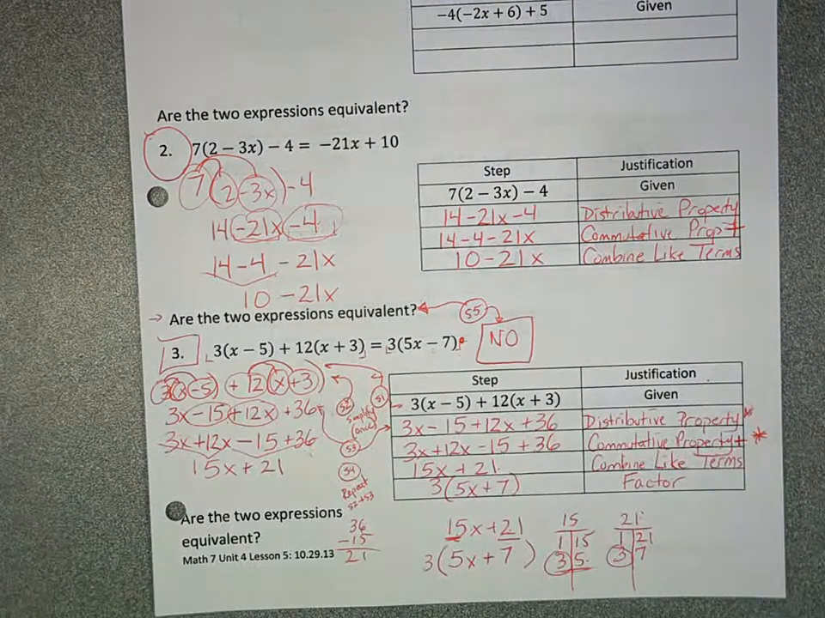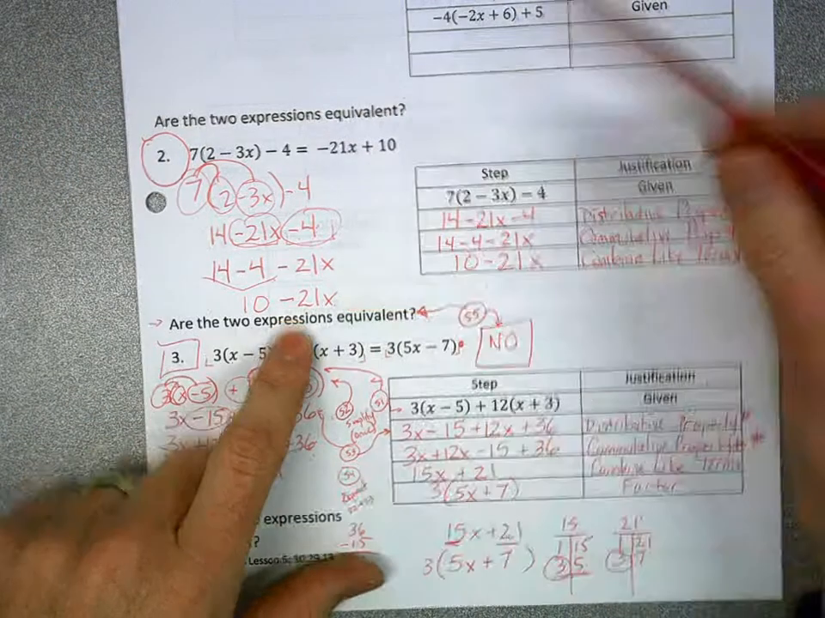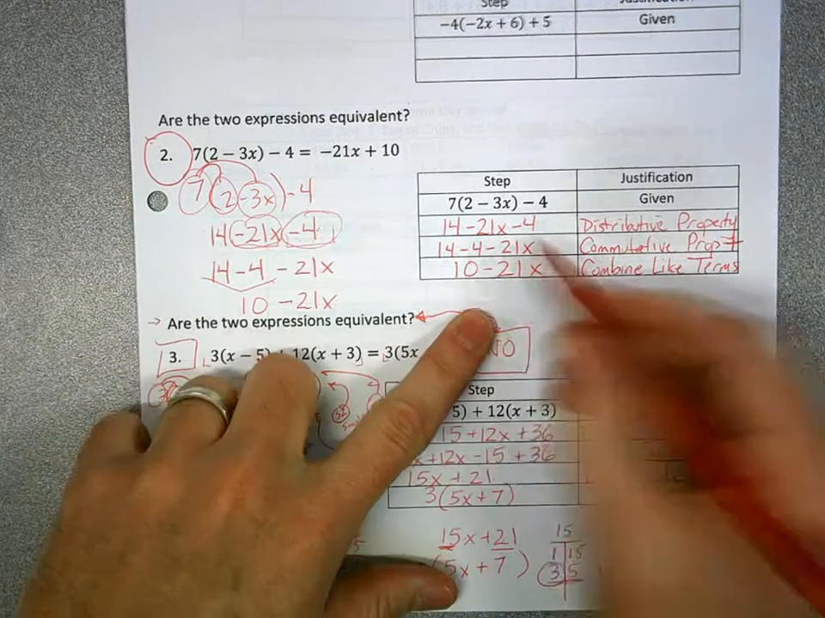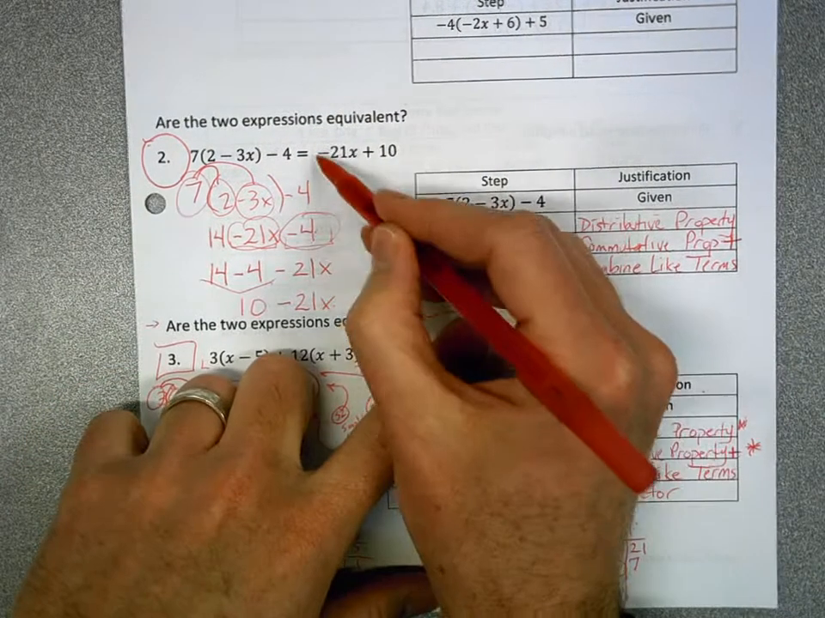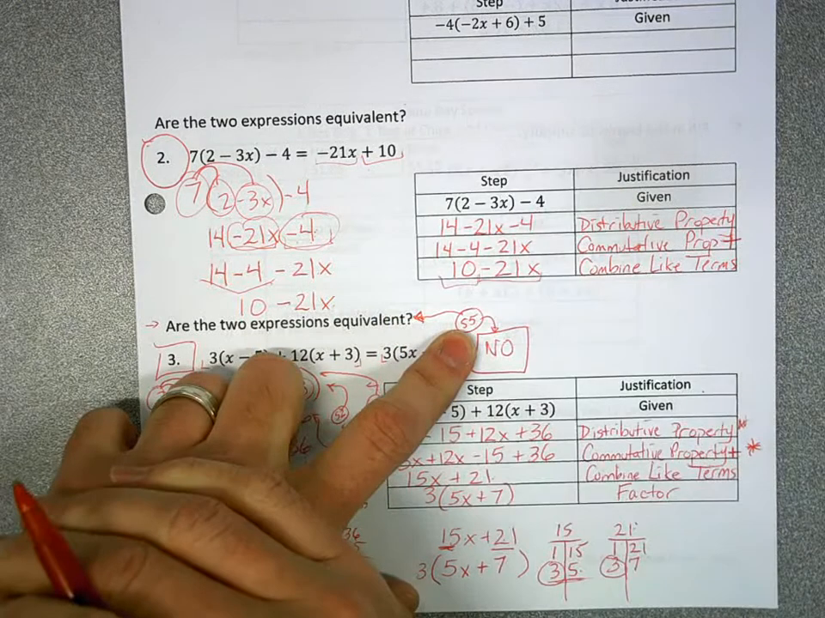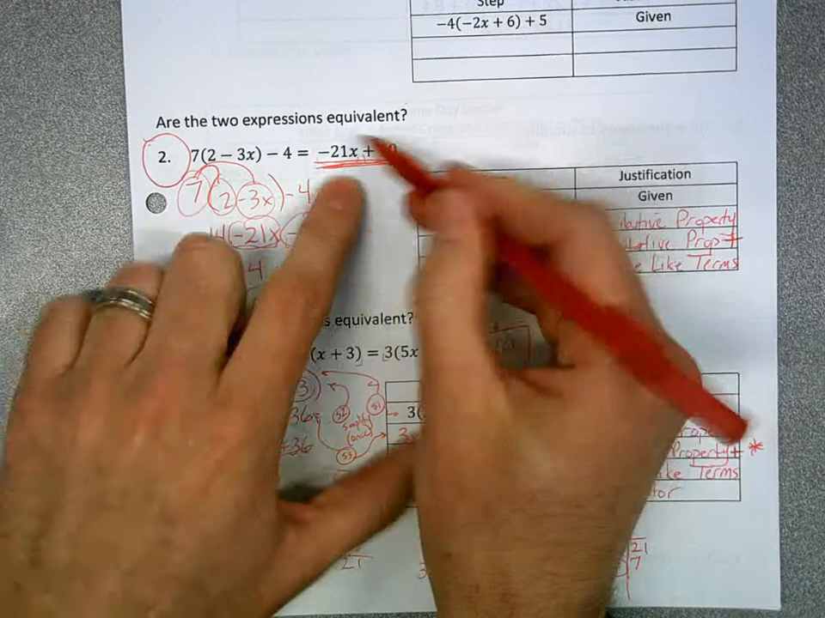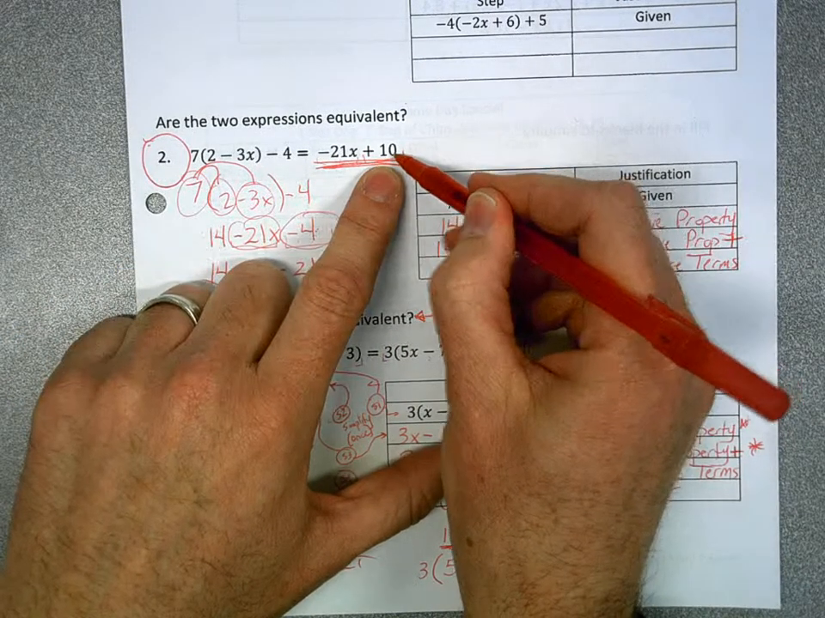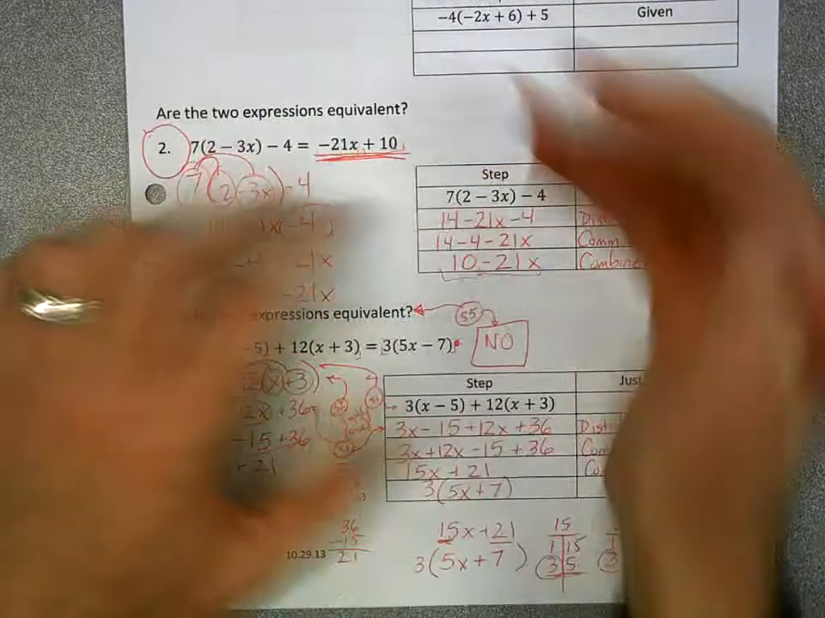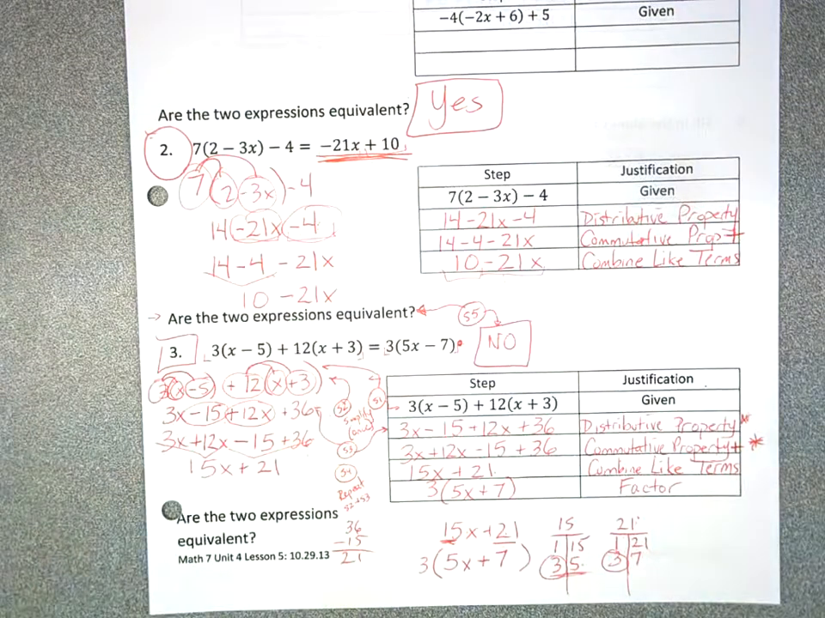Now, the last part is to take a look up here. Some people might say, well, Mr. Wilkins, that's not the same. But it is. Why? Because this is a negative 21x, negative 21x, positive 10, positive 10. Now, this is truly written correctly up here because the constant will go on the far right. It has the same value, though. So, are the two expressions equivalent? And the answer is yes. All right. Questions on any part of that?